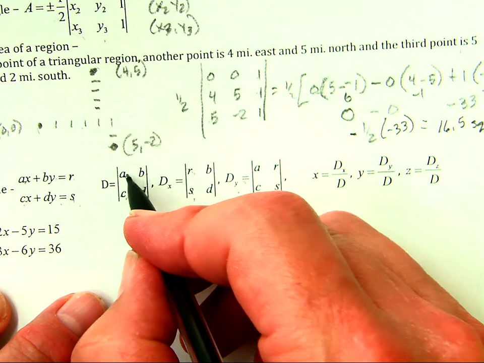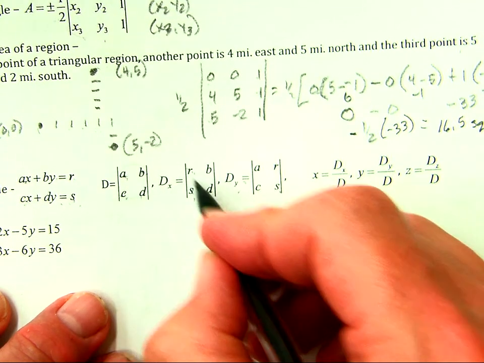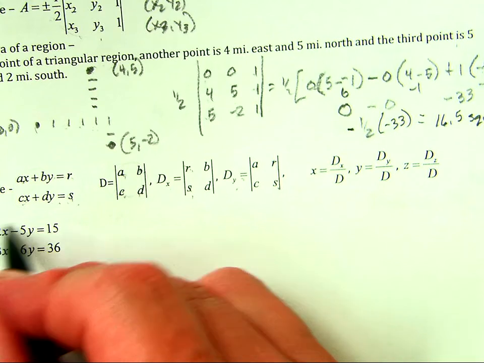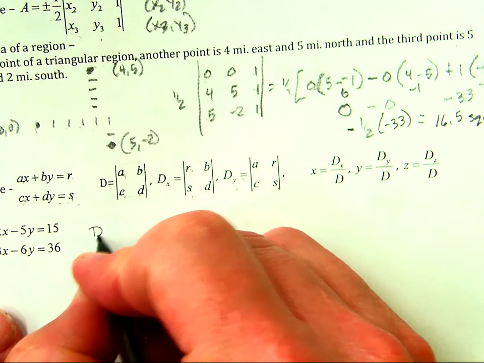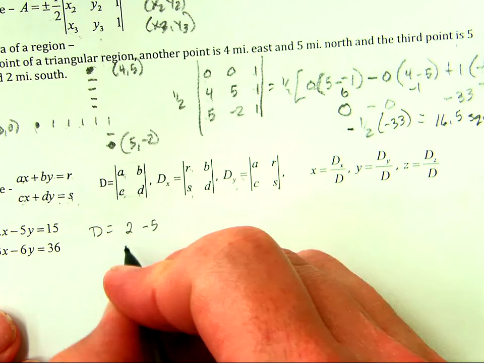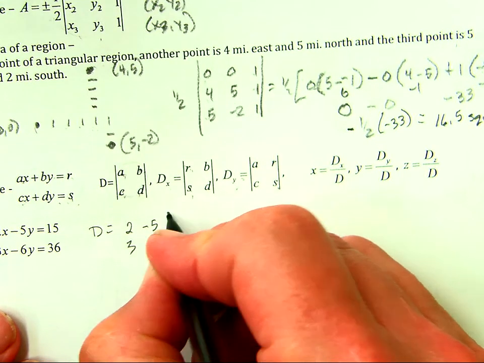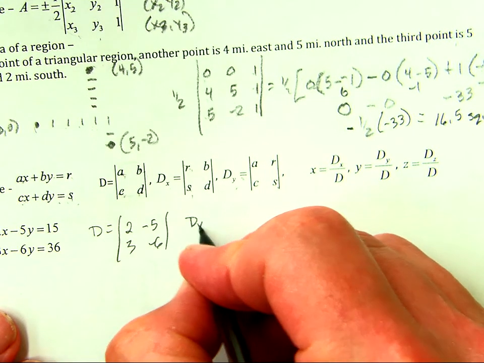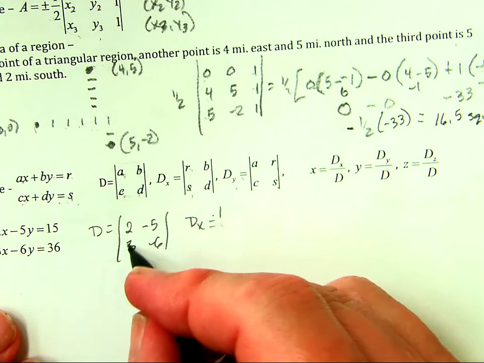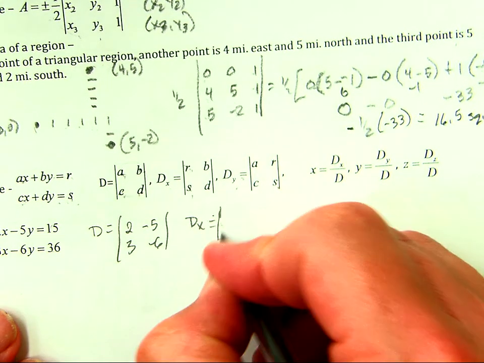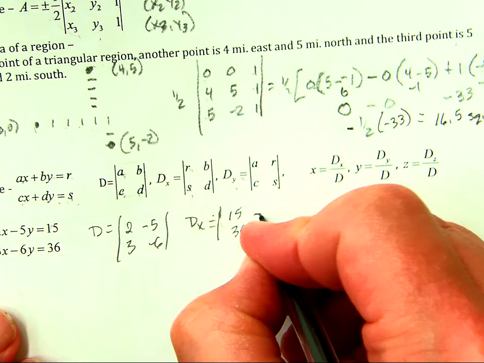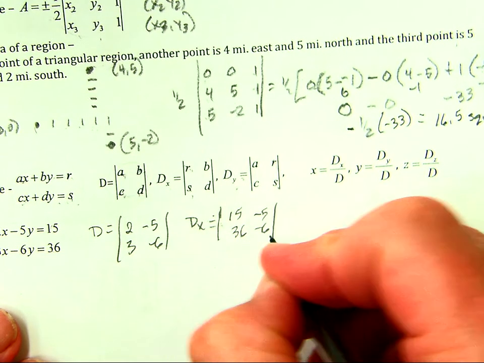So like this determinant is AD minus BC. But you're going to go through and find all three determinants. Let's do that down here. So here's our problem. So first we start with D. Remember, D is our four coefficients. So 2, -5, 3, -6. D sub x, we're going to just replace that first column, the x column, with our constants. So it's going to be 15, 36 in that first column, and still -5, -6 in the second column.